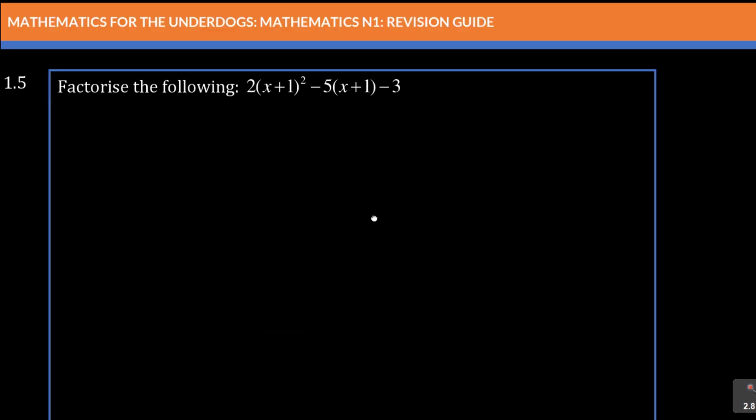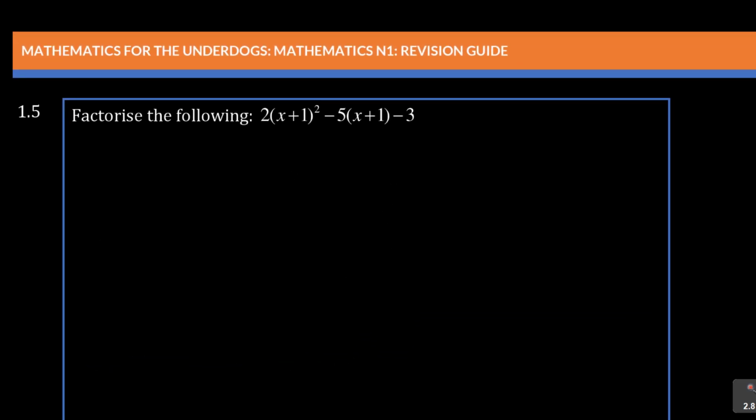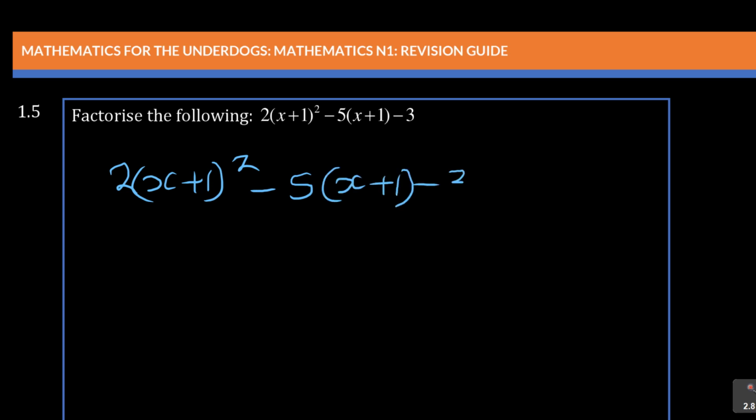Look at this now. Factorization is continuing here. We still need to factorize. It says factorize the following. It's an important concept, this one. Please take note of this. They will give you this question like this: 2x plus 1 squared minus 5, and then I've got x plus 1, and I've got minus 3. Right, it looks complicated, but look, man, you need to have the skill here, and the more you practice it, you get better here.